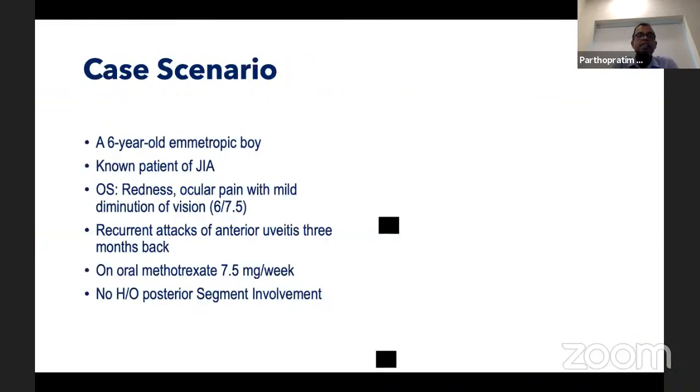Now, this is again a 6-year-old hypermetropic boy, a known patient of JIA. Left eye, he used to complain of redness and ocular pain, and the best corrected visual acuity was 6 by 7.5. And there were recurrent attacks of anterior uveitis 3 months back, but when he presented to us, his anterior chamber was quiet. The patient was on oral methotrexate 7.5 mg as a part of the juvenile idiopathic arthritis treatment initiated by the rheumatologist, and there was no history of posterior segment involvement. And as we know, the posterior segment involvement in JIA is very rare.